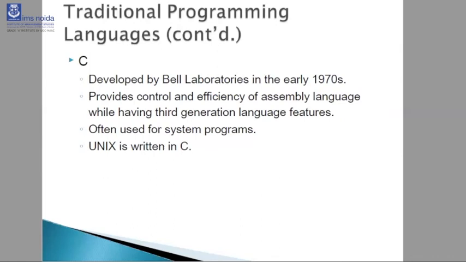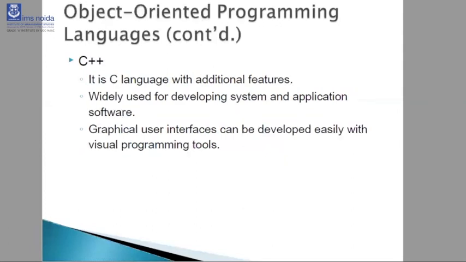So this is all about the traditional programming language. Like I already discussed, there are lots of differences between C, the traditional programming languages, and the object-oriented programming languages. But this is the basic overview where you can understand the traditional programming languages concept and the object-oriented programming concept. So object-oriented programming languages means C++.